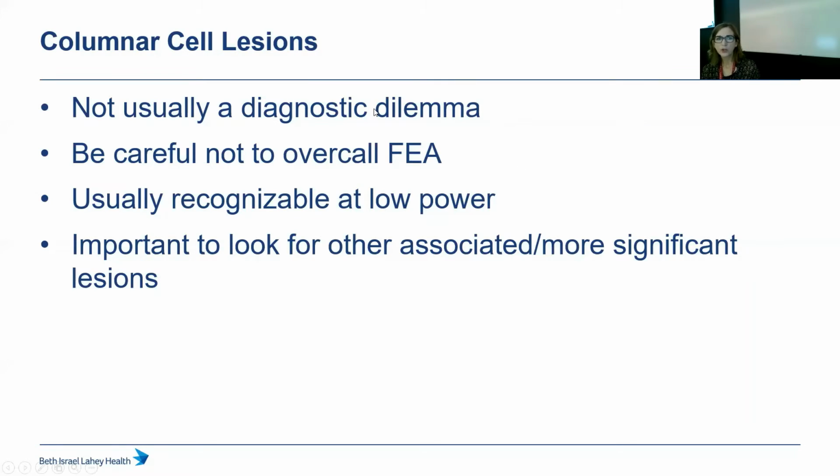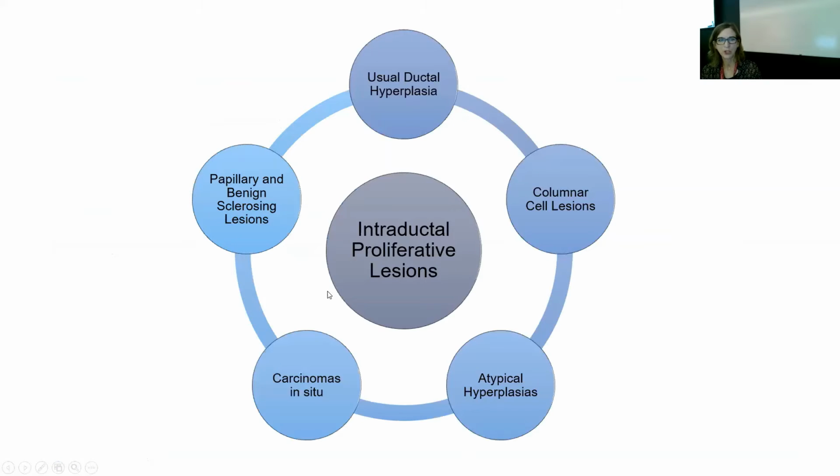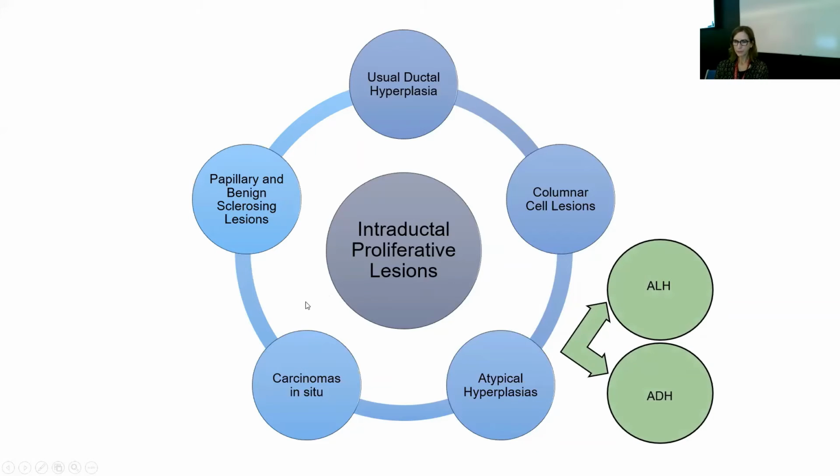So these are not usually a diagnostic dilemma. As I already have emphasized, don't overcall FEA. It's usually recognizable at low power. But really one of the key things about FEA is to look for other more important lesions with which it is often associated. So LCIS, ADH, low-grade DCIS, microinvasive carcinomas, because we have a better handle on how to manage those lesions. And of course they can be clinically important.